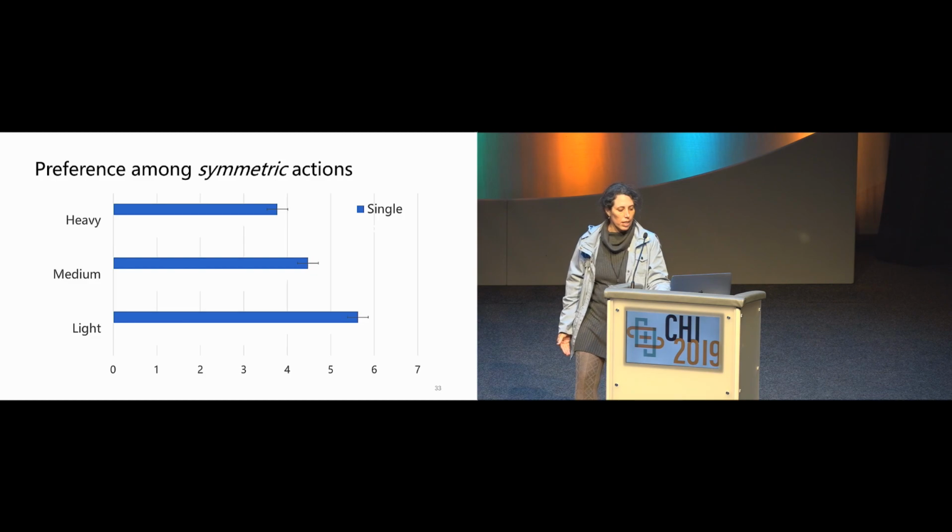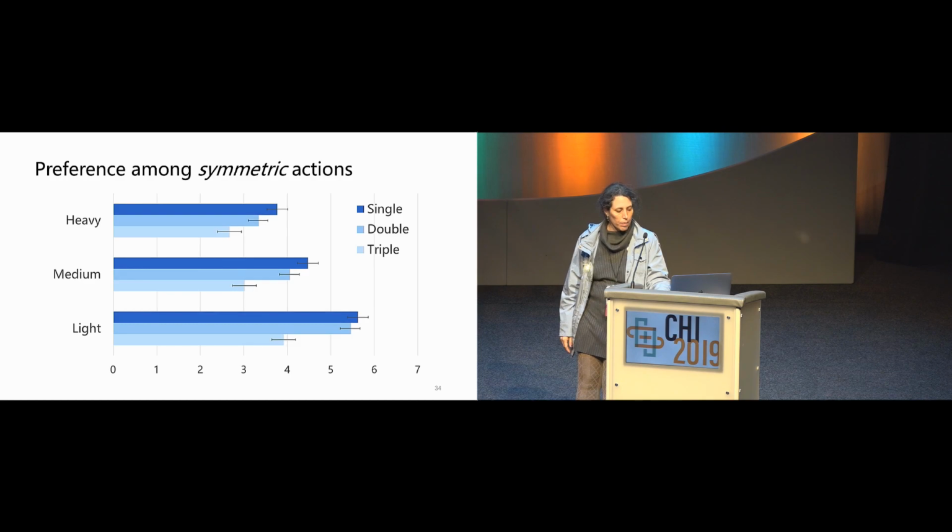So here you can see that when people experimented with different levels of force, they had a preference for light. And so, anything above like 3.5 here is a positive rating. So all of these were okay, but light on the bottom there was the most positive on a 7-point Likert scale. And we asked about other things too, but I'm just going to talk about preference today.